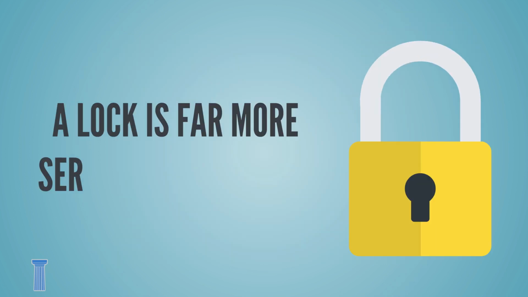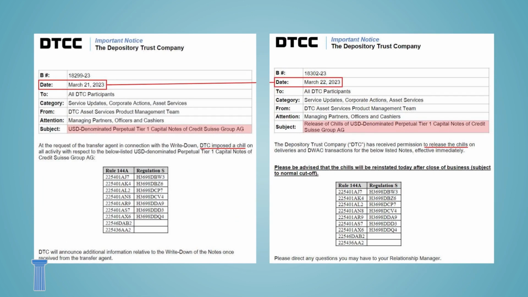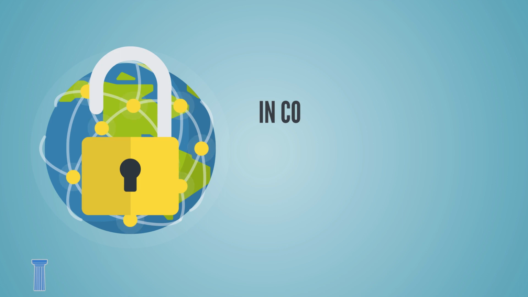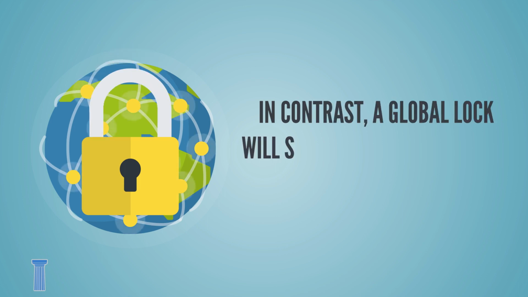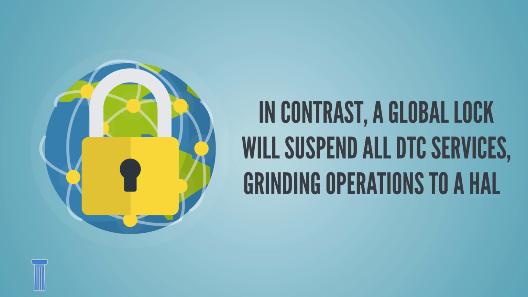First, a lock is far more serious than a chill. A chill may only last for a few days, but it can last longer. In contrast, a global lock will suspend all DTC services, grinding operations to a halt.